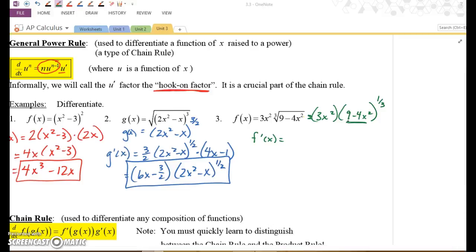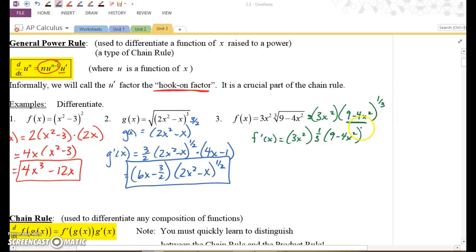The product rule goes first d second plus second d first. So I'm going to go first, 3x squared, d second. I'm deriving the second piece, which is the chain rule: 1/3 times the inside.